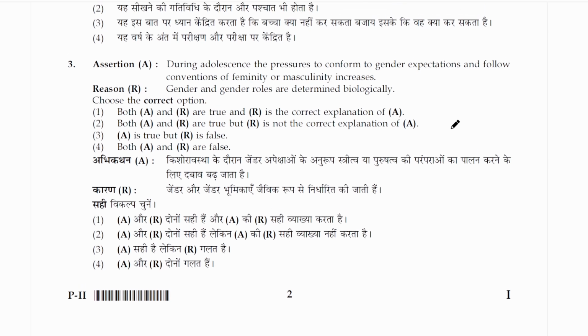Here's the first one. During adolescence, the pressure to conform to gender expectations and follow conventions of femininity or masculinity increases. Yes, so during adolescence, our gender expectations and taking on our gender role will increase. Gender and gender roles are determined biologically. So remember, gender is a social concept. So A is true, but R is false.